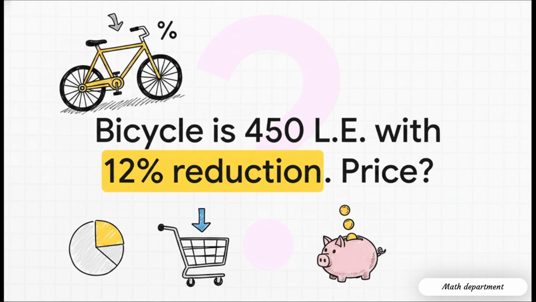Before we wrap up, I'm leaving you with a homework challenge straight from your worksheet. A bicycle has a standard price of 450 LE. The store manager decides to reduce the price by a rate of 12%. What is the bicycle's price after the reduction? Jot this down and solve it on your own time using the exact same framework we built today.